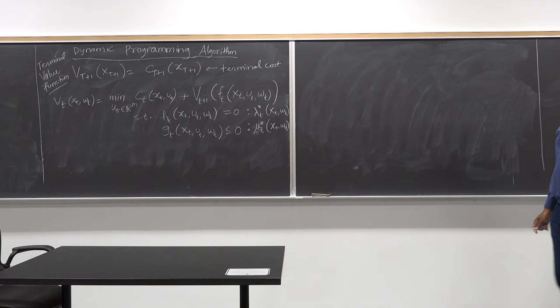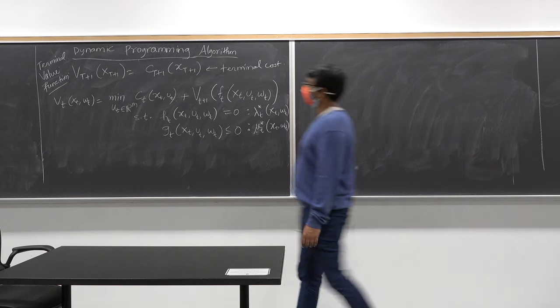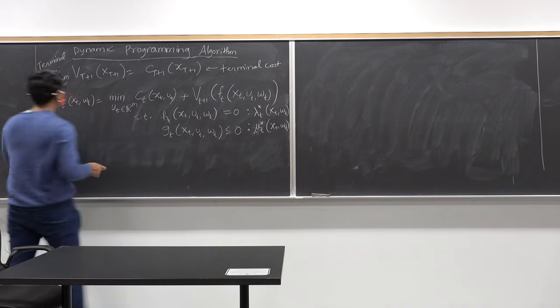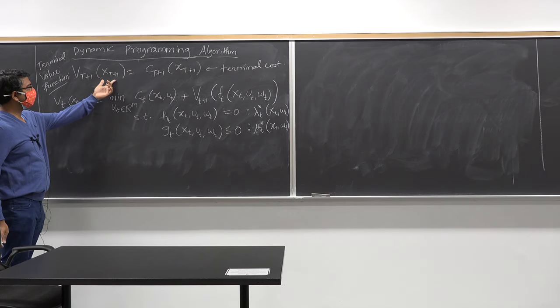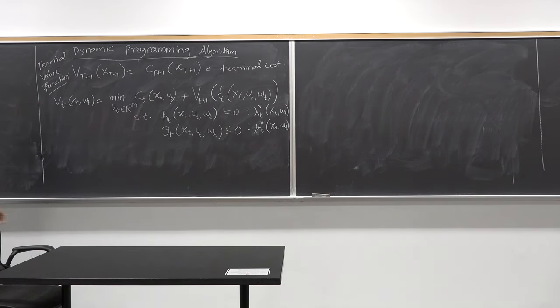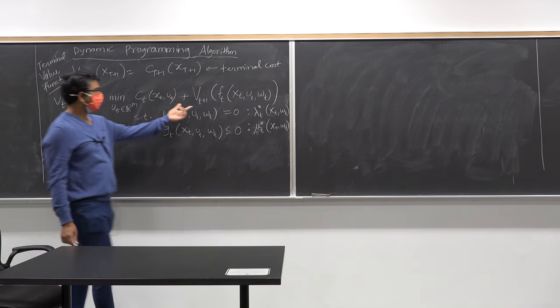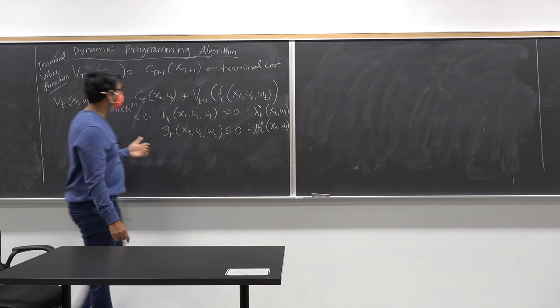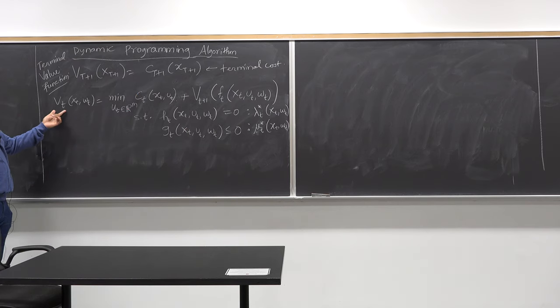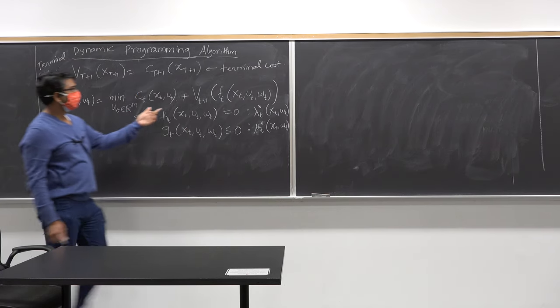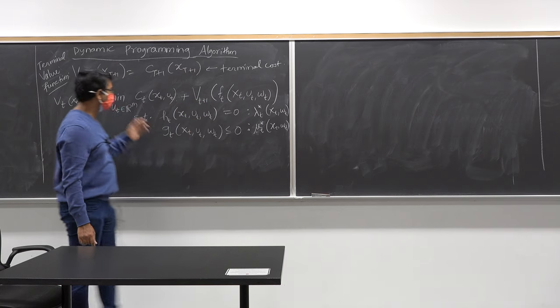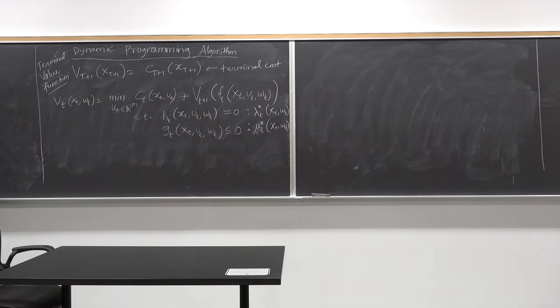Okay, so this is the way to solve the problem. You define the value function at the terminal time step, and then you go back to V_t, where you need the value function at V_{t+1}. Then you go to V_{T-1}, where you need the value V_T, and so on and so forth. So you go backwards. Now, how do you solve this problem?